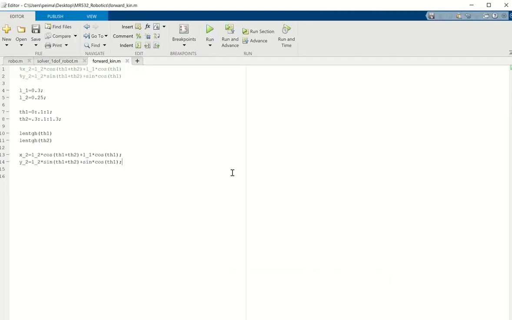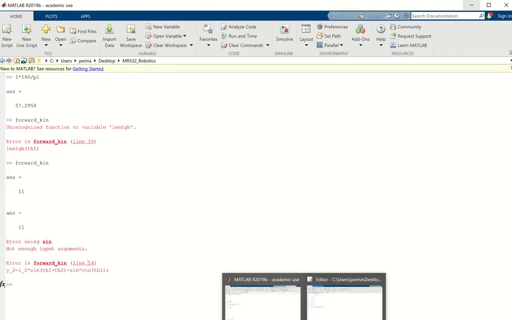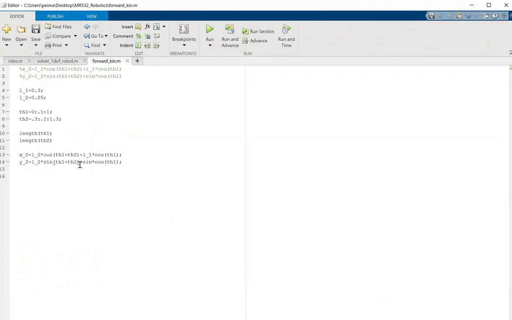Oh, it's a typo here, guys. Okay, so see, the lengths of those are 11. You cannot add them otherwise. Oh, this is a typo here. Sine, and here is L1. I don't know why I have done that. The same here. You have to be very careful of the typos that you have in the code. Okay, so see that they have the same length.